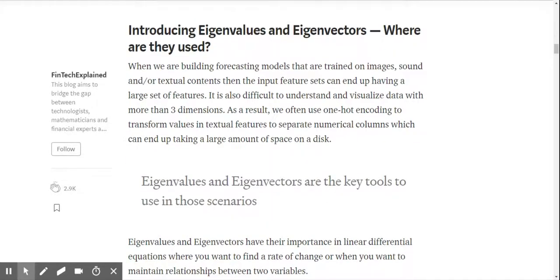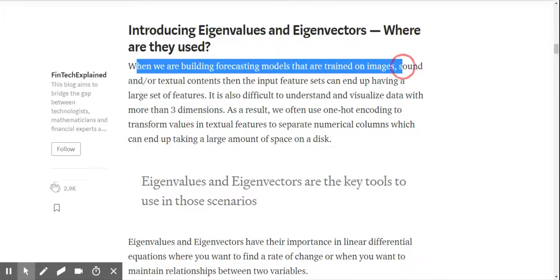So, when we're building forecasting models that are trained on images, sound, and or textual contents, then the input feature sets can end up having a large set of features. It is also difficult to understand and visualize data with more than 3 dimensions. As a result, we often use one-hot encoding to transform values in textual features to separate numerical columns.